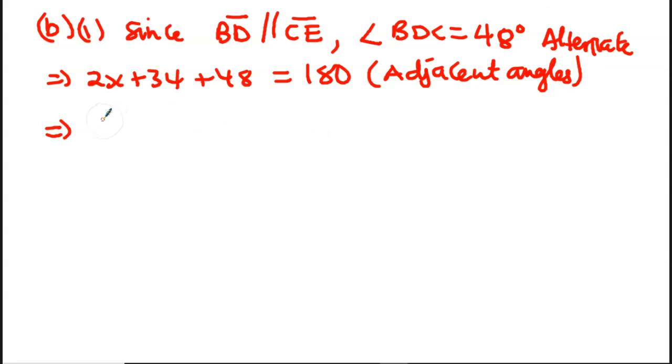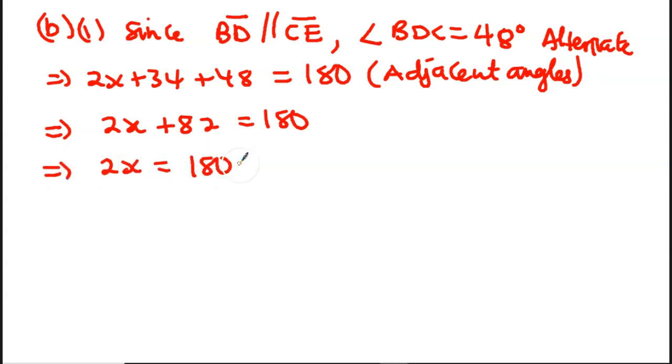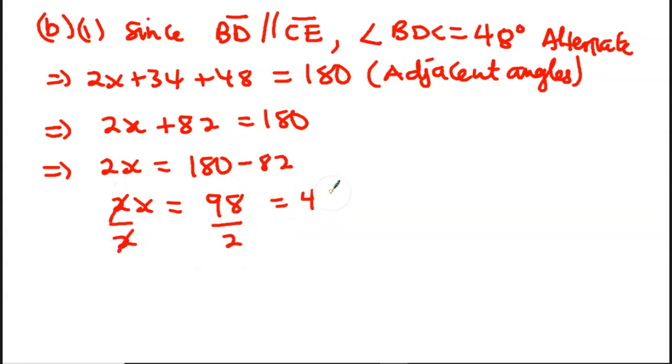So solving, we have 2x plus 34 plus 48, which is 82, is equal to 180. So 2x will be equal to 180 minus 82. So 2x is equal to 98. We want to find x. So 2 will cancel 2. 2 will go into 98, 49. So therefore, x is 49 degrees.